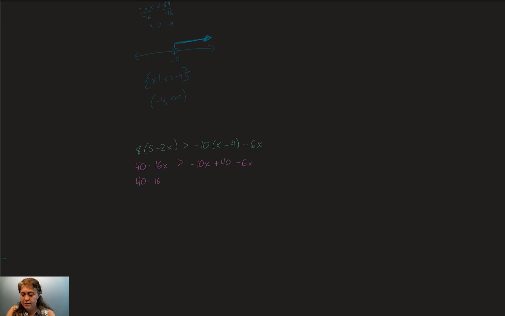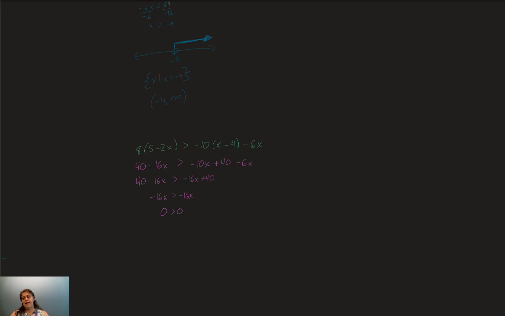40 minus 16x is greater than -16x plus 40. Wrong. Shenanigans. So I can subtract 40 from both sides, and I have -16x is greater than negative 16x. And then I can subtract or add 16x to both sides, and I end up with 0 is bigger than 0. Can anything be bigger than itself?